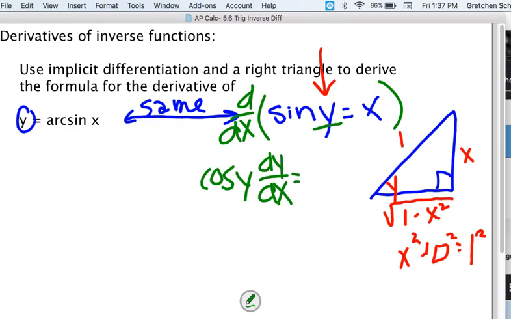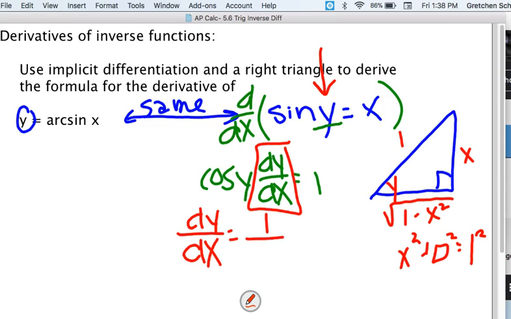What's the derivative of x? 1. So you're asked to find the derivative of it. Remember, this is the derivative. If you can isolate that, you have the derivative of it. So how do you isolate that derivative? So your derivative is equal to 1 divided by the cosine of y. How do you go and get that cosine y?